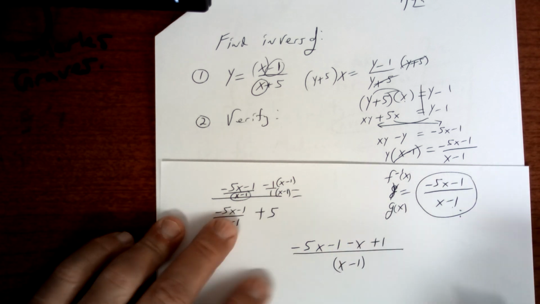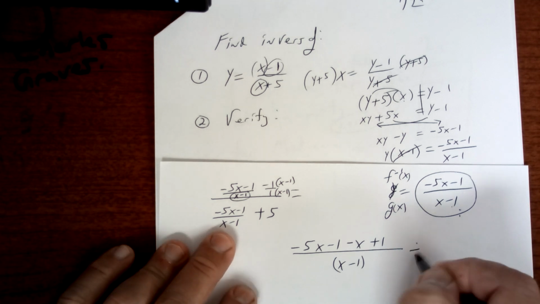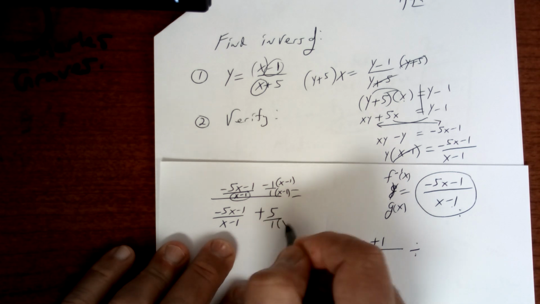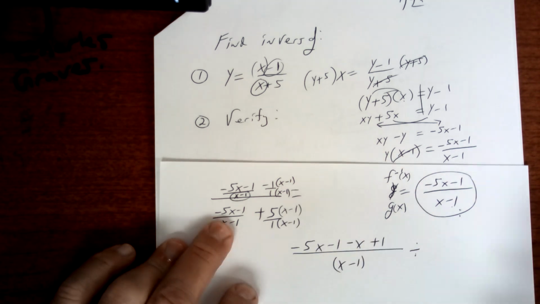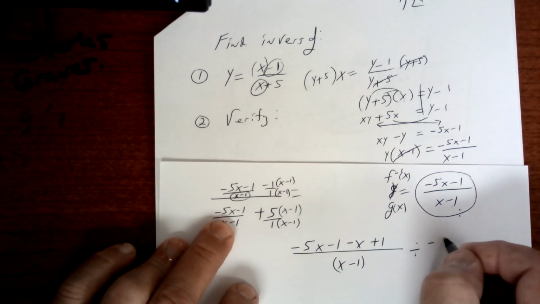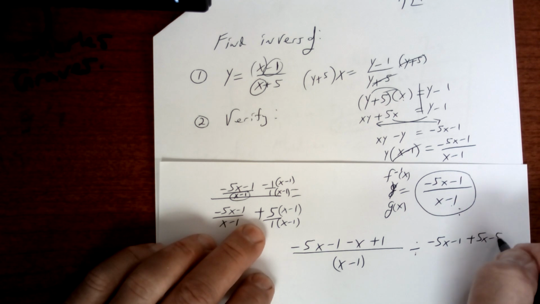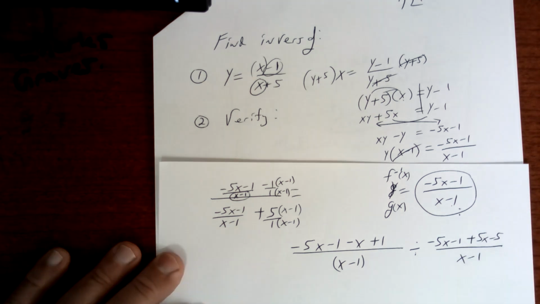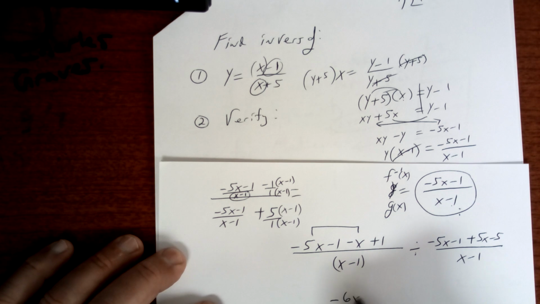Okay. And then you're going to have divided by this one over here. This one's least common denominator is x minus 1. So you're going to put all of this, so it's going to be negative 5x minus 1 plus 5x minus 5, all over x minus 1. And then you're going to flip it. Here you can combine like terms. So you're going to get negative 6x, the 1's cancel, over x minus 1.